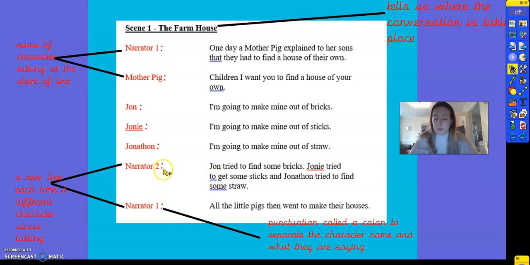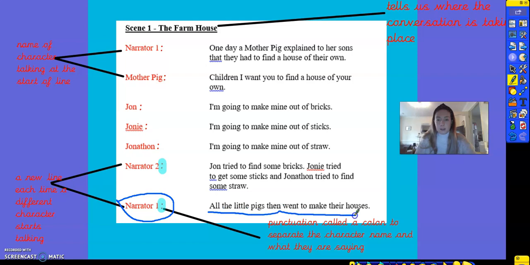And then you might notice this piece of punctuation here, which looks very different. And we haven't looked at this piece of punctuation before, this one here. So we've got narrator 2, narrator 1, followed by this piece of punctuation. And this is called a colon. And a colon is there to separate the name, so narrator 1, colon, followed by what they're saying. So we can see really clearly that the part before the colon is telling us the name of the character, and then anything that comes after the colon is what the character's saying, which is this part here.